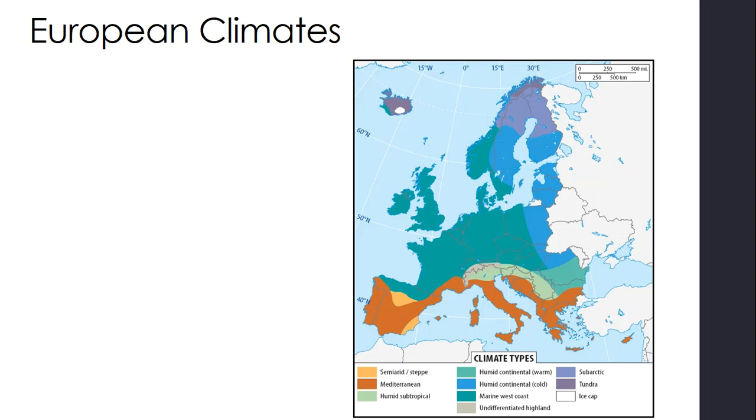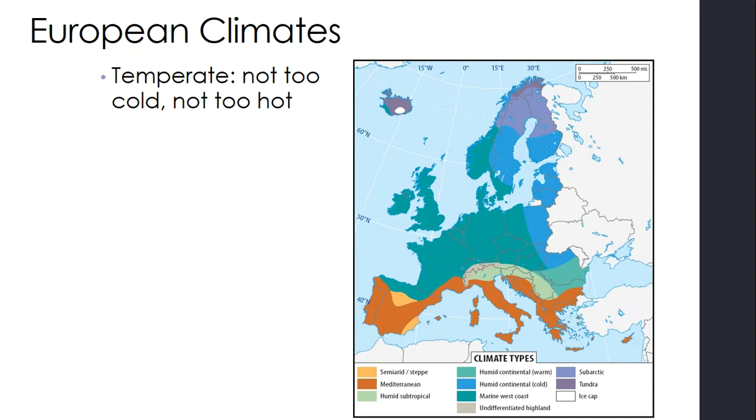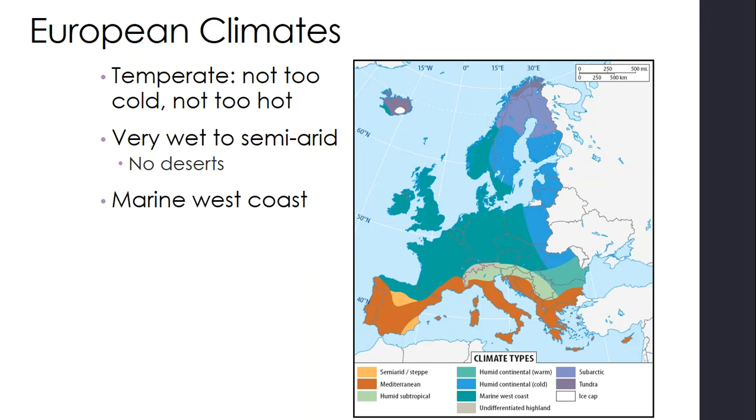So I'm just going to go through some of the European climate types and what the weather is like there. Again, it's temperate. It's not too cold, not too hot, with the exception of Iceland and the subarctic and tundra, which is a little colder. So we get this very wet to semi-arid landscape. There are no deserts in Europe.